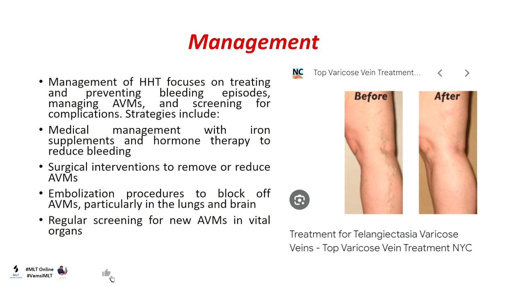Management. Management of HHT focuses on treating and preventing bleeding episodes, managing AVMs, and screening for complications. Strategies include medical management with iron supplements and hormone therapy to reduce bleeding, surgical interventions to remove or reduce AVMs, embolization procedures to block off AVMs, particularly in the lungs and brain, and regular screening for new AVMs in vital organs.